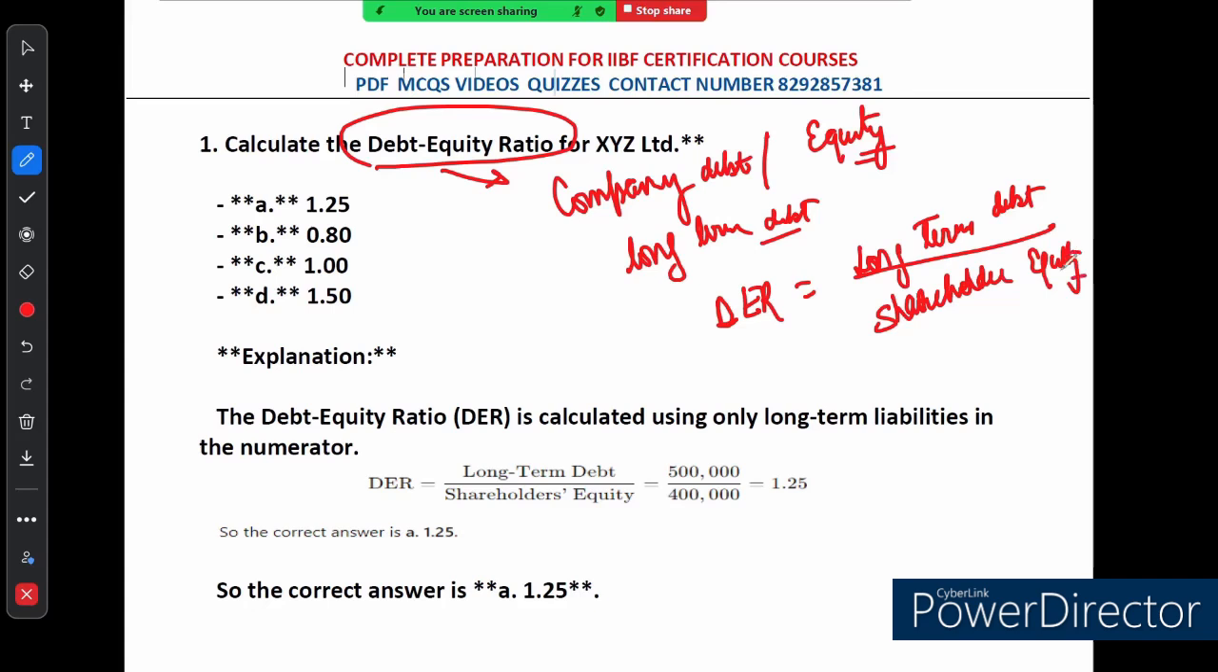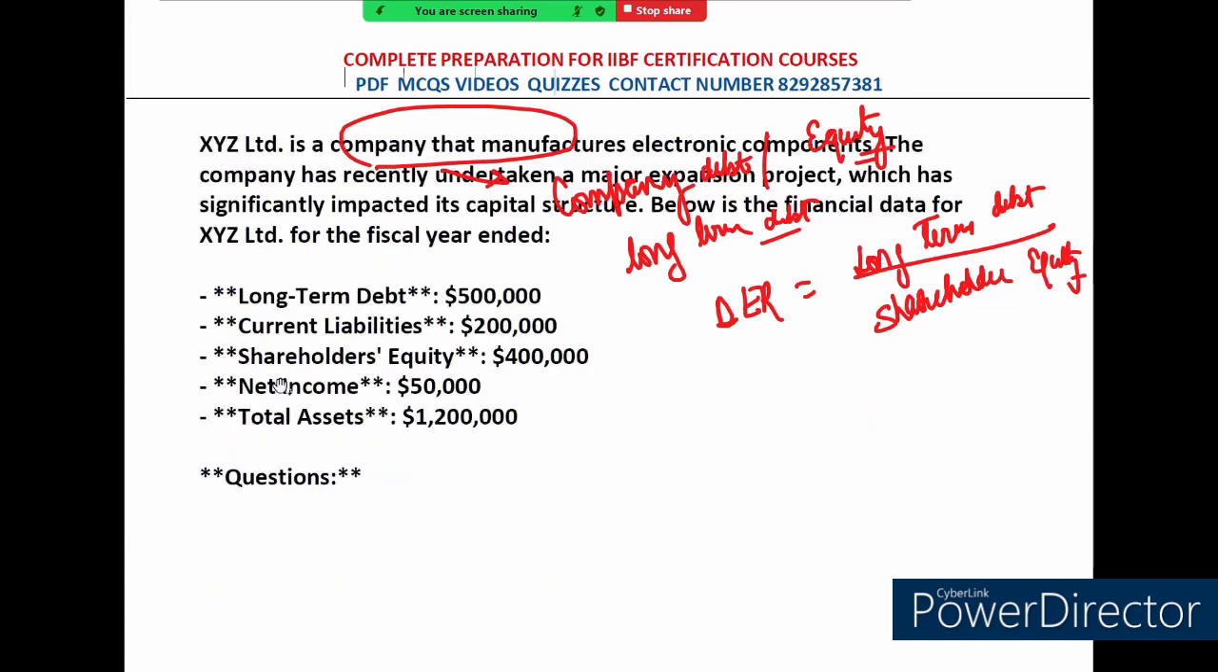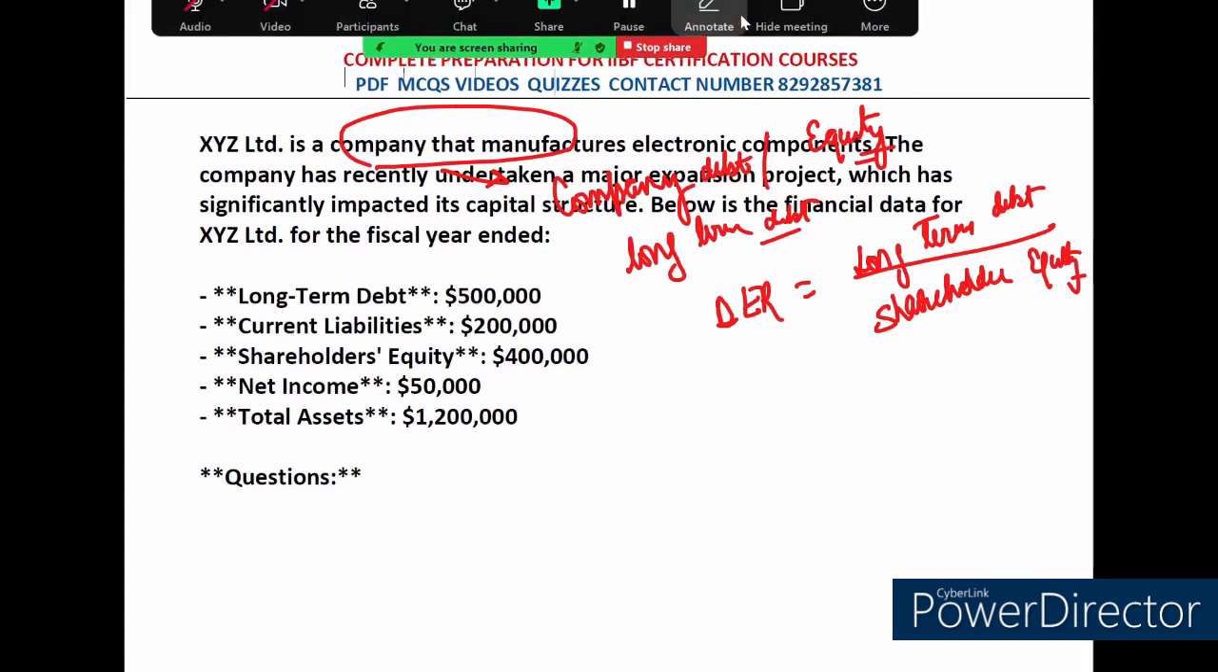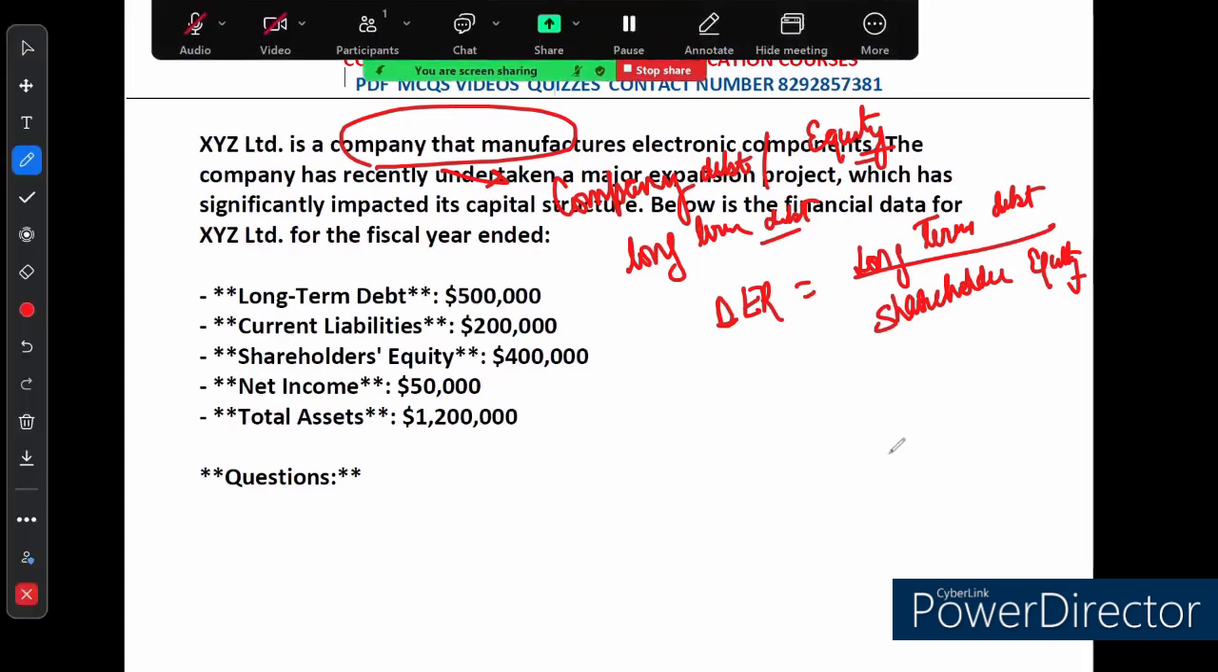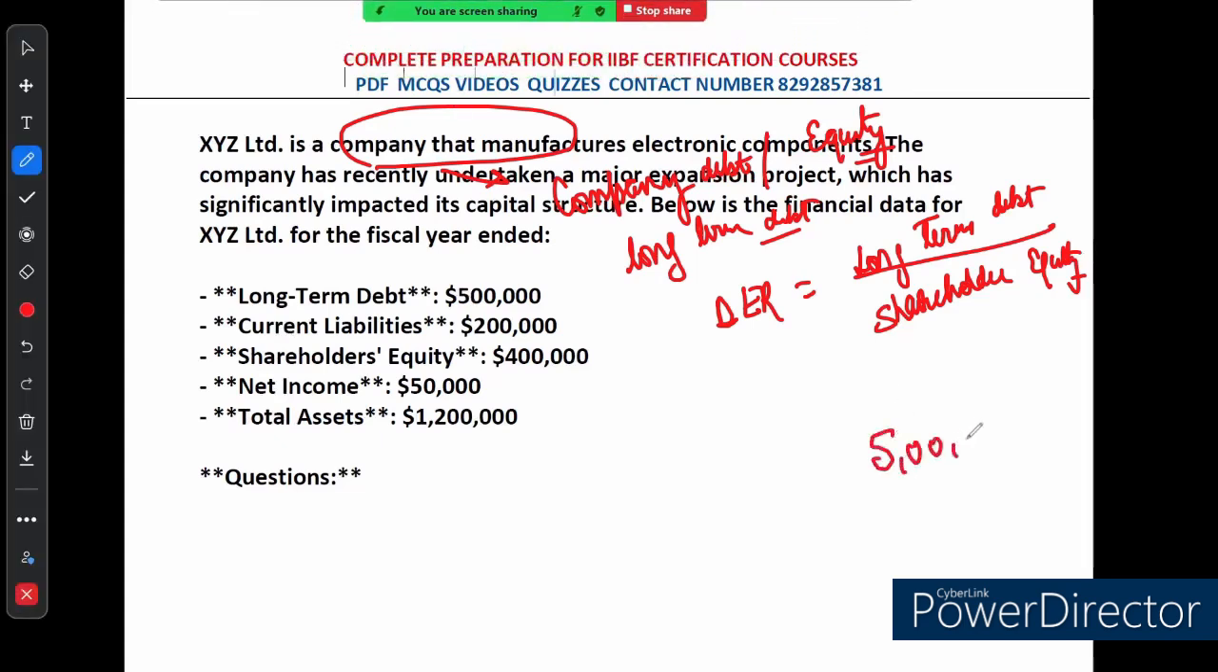So now in this case, can you tell me what is the long term debt? Let me move to the previous slide, and you can see it here. Long term debt is how much? $5 lakh. So our numerator will be how much? Our numerator will be $5 lakh. And what about the shareholder equity? It is nothing but $4 lakh.